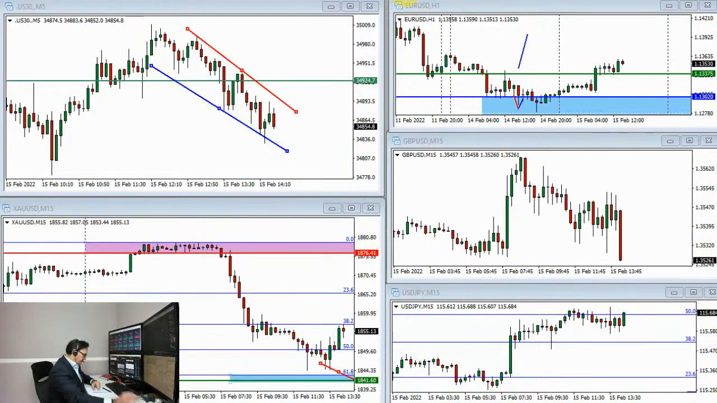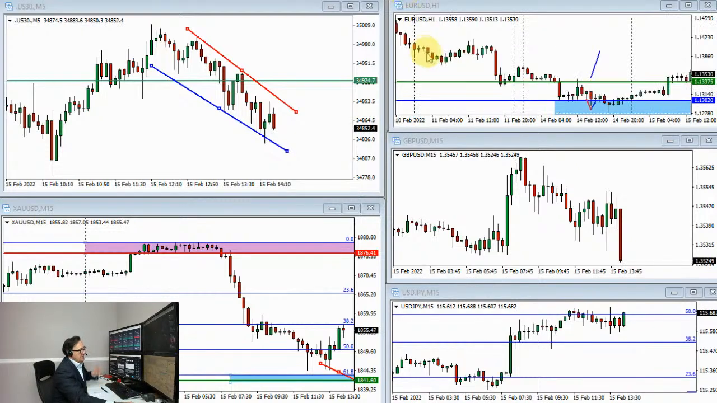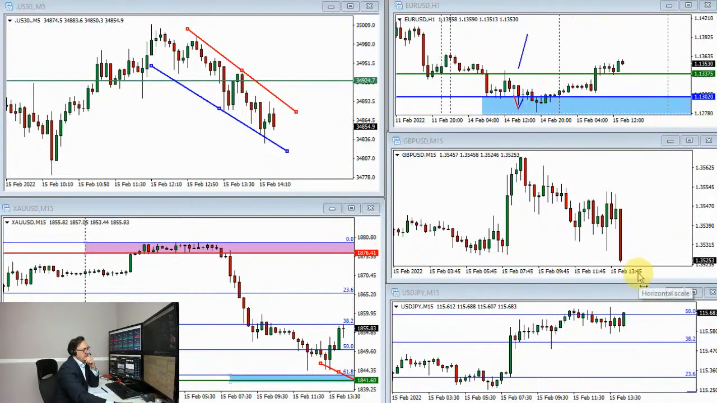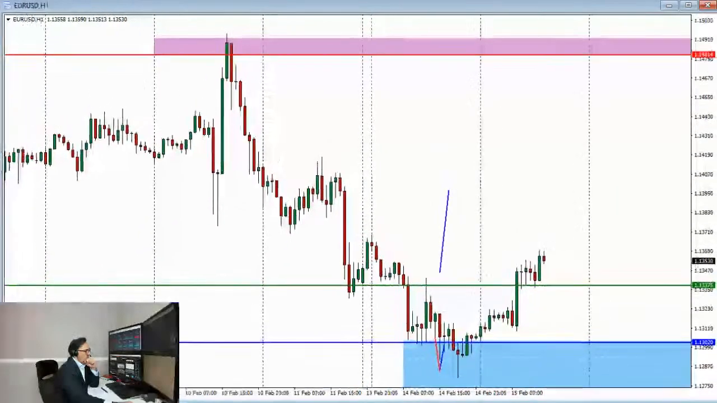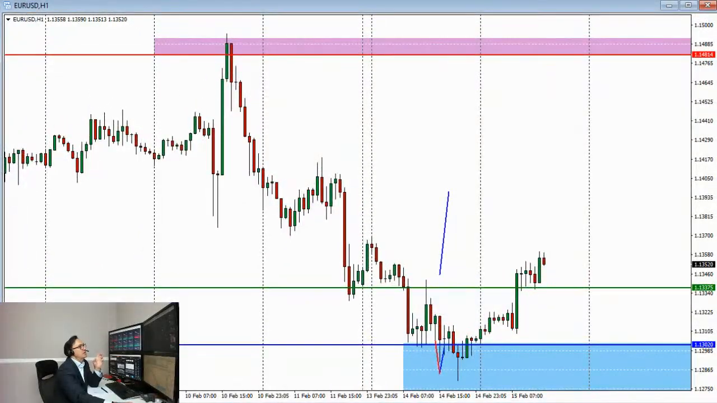Okay, so we talked about crude oil as well. Now, since we are talking about currencies, I want to start with euro dollar very quickly, and then do cable, do dollar yen, dollar CAD, and I'll do CAD Japanese yen for Maurizio at the end as well.